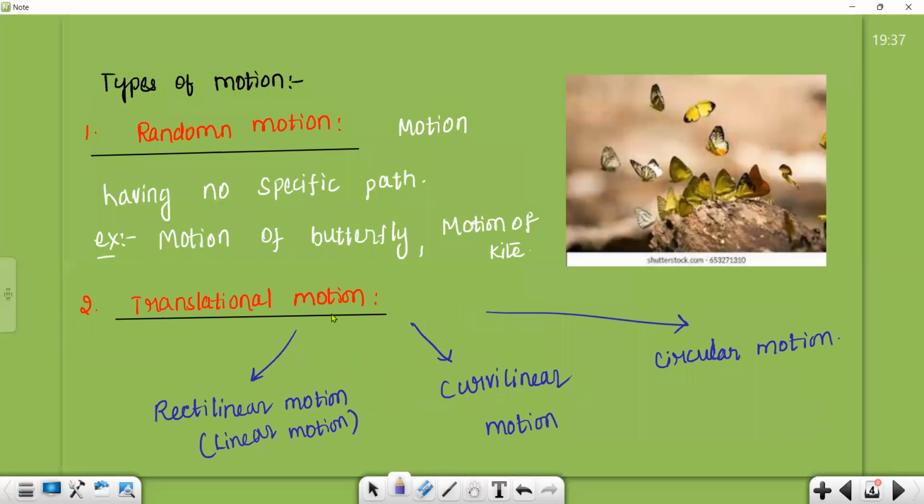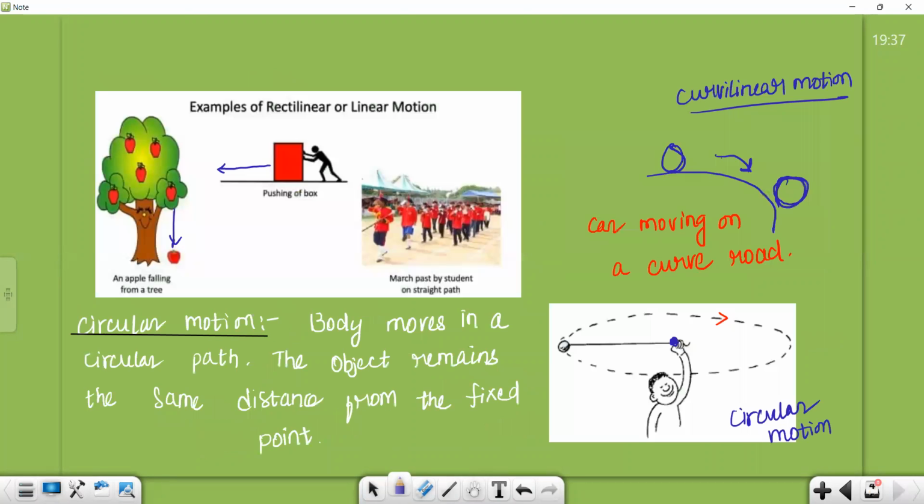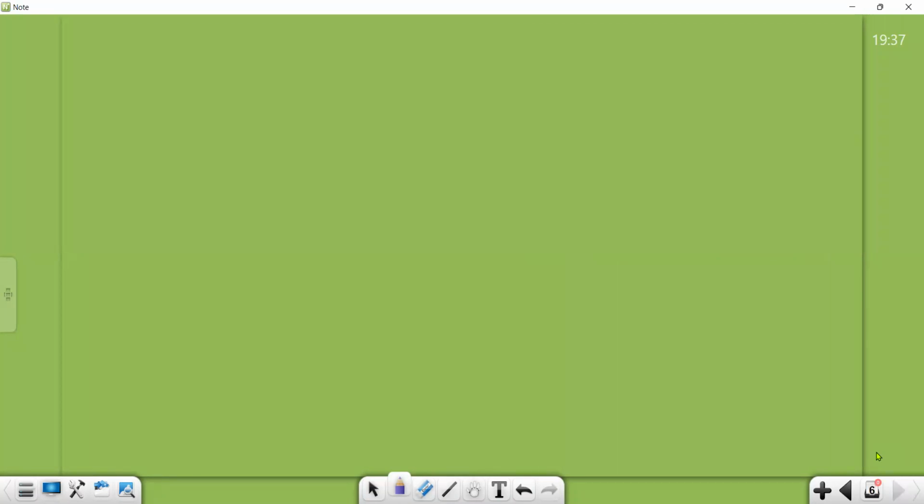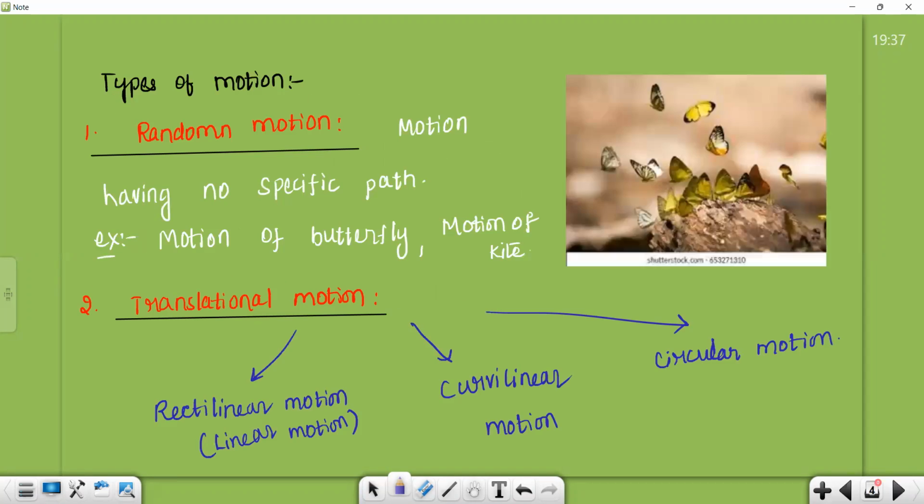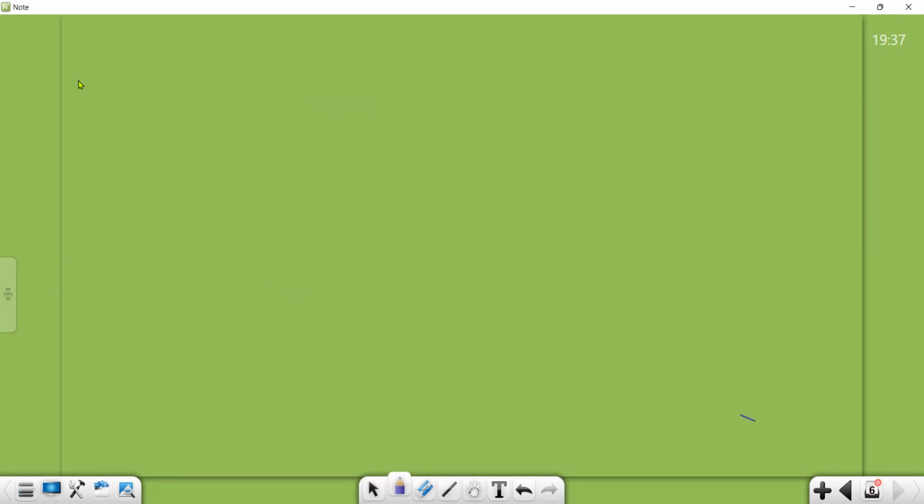In translational motion, we are discussing three categories: rectilinear motion, curvilinear motion, and circular motion. So till now, two kinds of motions we have discussed: one is random, next is translational. Next comes rotational motion. Later I'll give you a tree chart, don't worry about this.